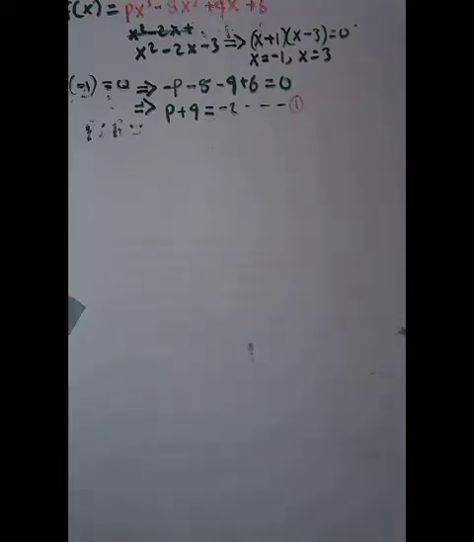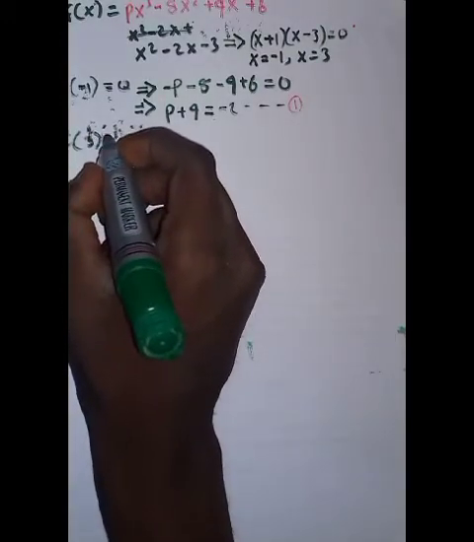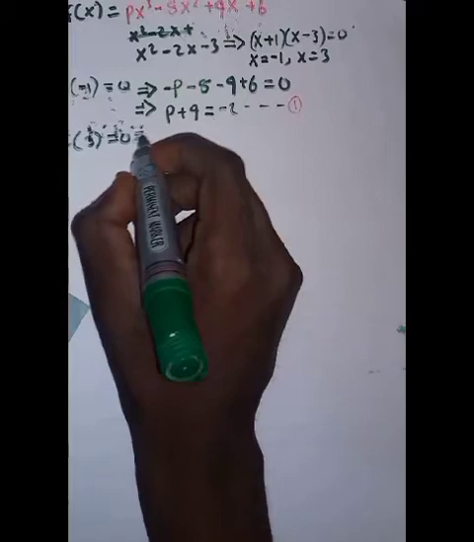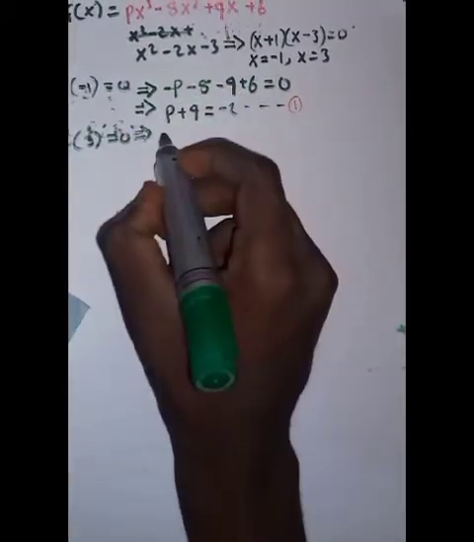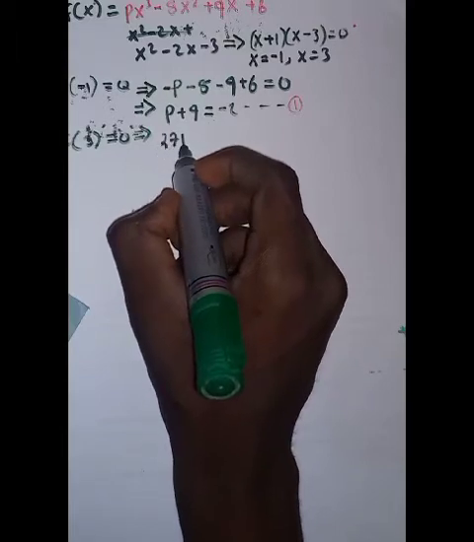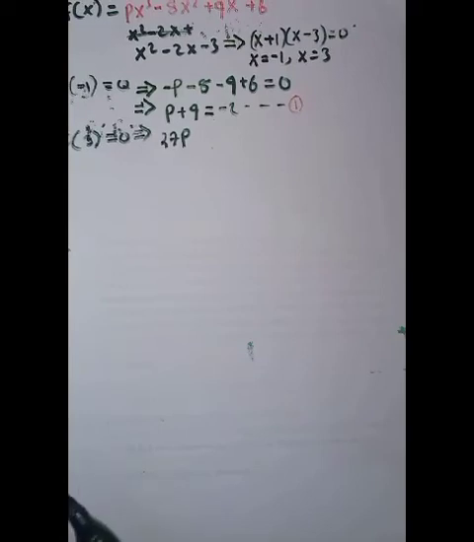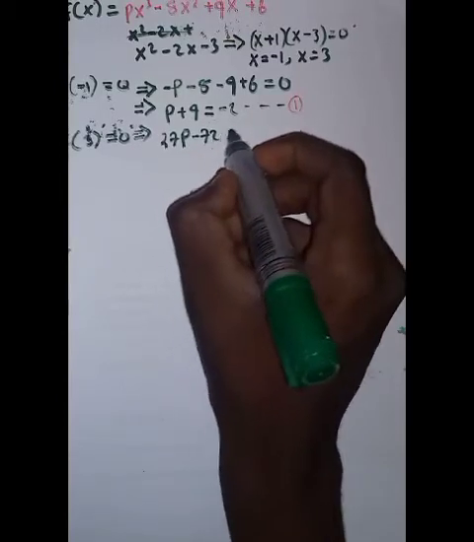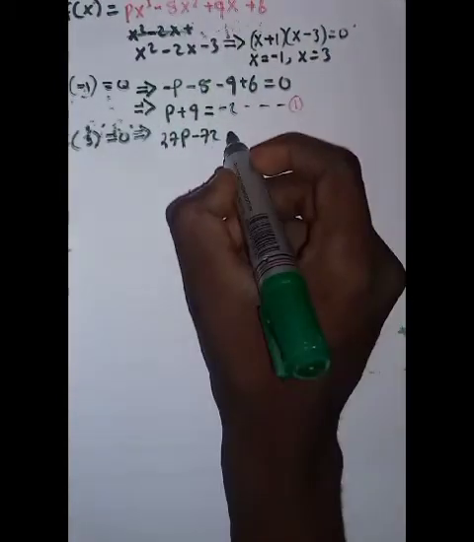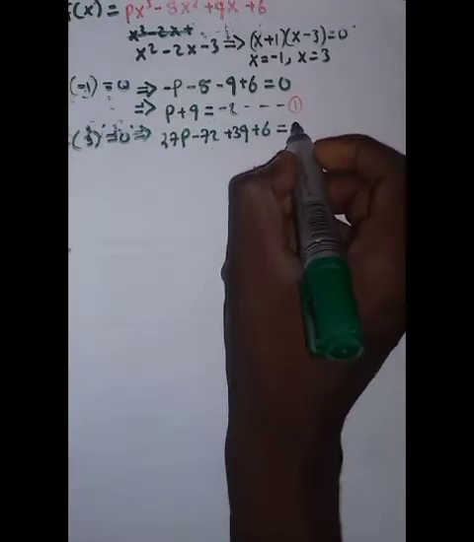Then now we are going to find f of 3. That should still give us 0. It therefore implies that if we put 3 here, we have 3 cubed, which is 27, so we have 27p. Then 3 squared is 9, and 9 times 8 gives us 72, so we have negative 72. Then if we put 3, we have plus 3q plus 6. That should give us 0.